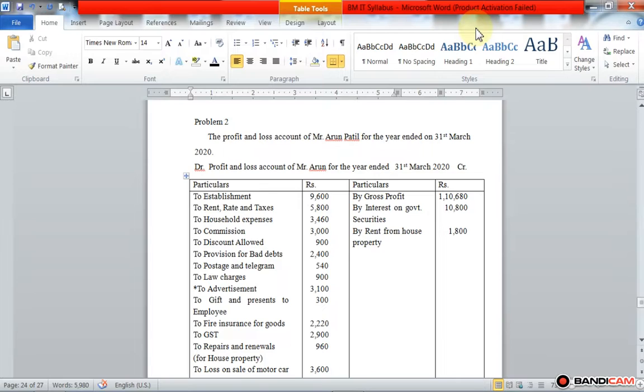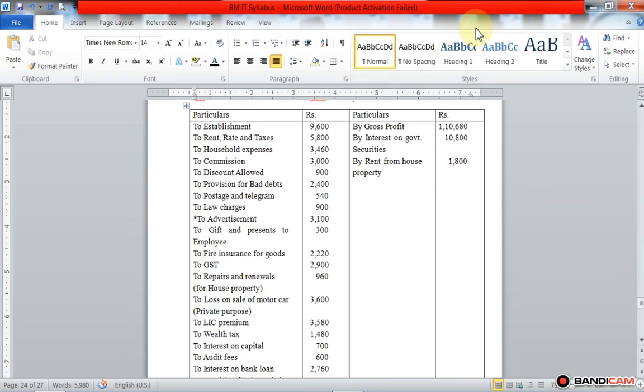The profit and loss account of Mr. Arun Patil for the year ended 31st March 2020. Debit side and credit side are given. Okay, but we start reading the problem from the additional information.